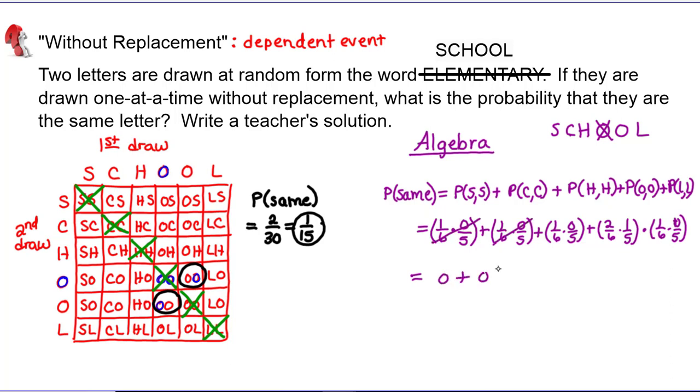This is 0. This is 0. Multiply across, and this is 2 out of 30. And this is 0. 2 out of 30 reduces down to 1 over 15. And that is your answer. Okay, so that's how you do independent and dependent events, by drawing an area model and by doing algebra.